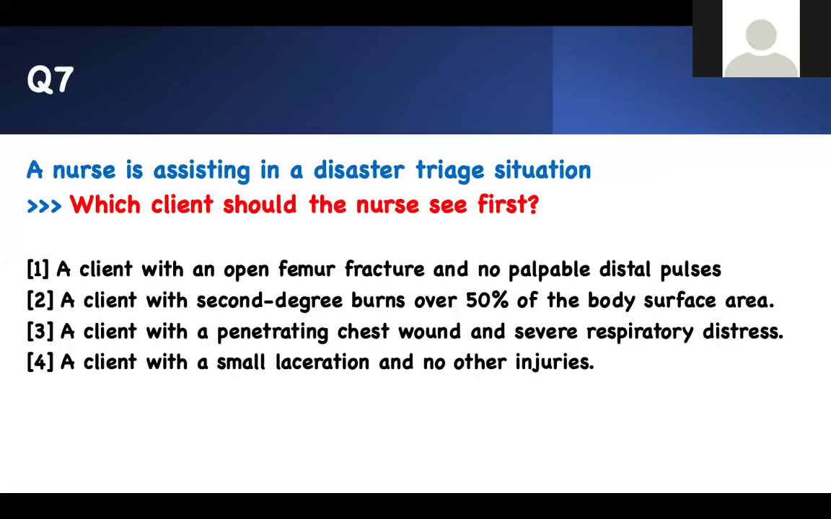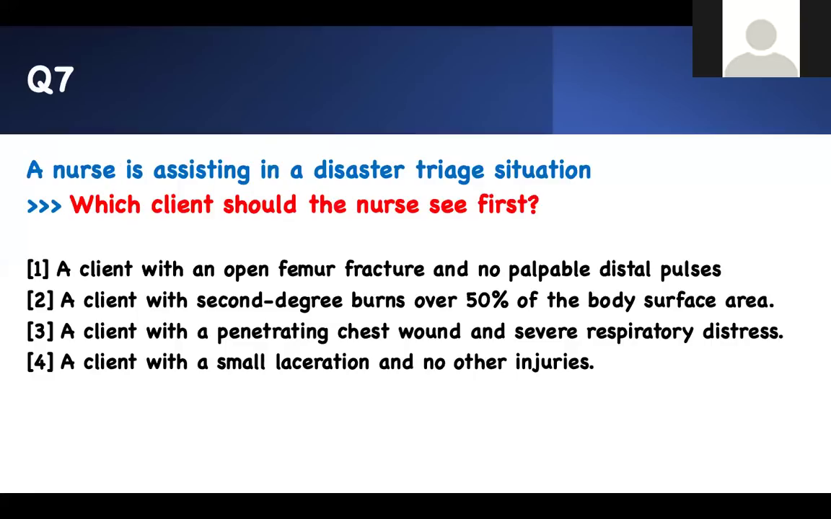In a triage situation, you save those you can save. If you have a lot of injury, good luck, you're going to die. How did you find the best answer? Go for the black and red. Forget about yellow and green. If you see the black, ignore it. If you see the red, pick it.